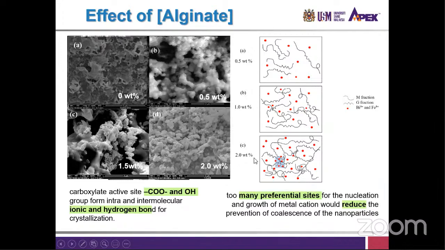But if you start to increase to more than 1%, there will be too many preferential sites for the nucleation and growth of the metal cations, so it will reduce the prevention of the coalescence of the nanoparticles. All those preferential sites will clump together, and then it will reduce the prevention of aggregation, so it's not stable anymore. That is because you can see most of it is a big clump like this.